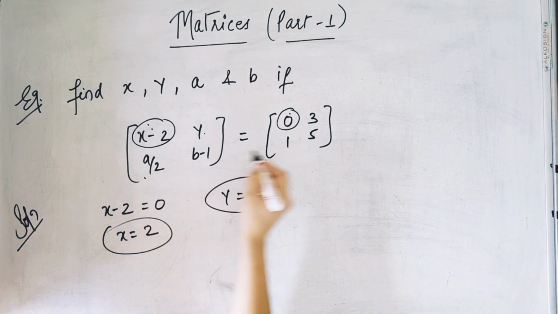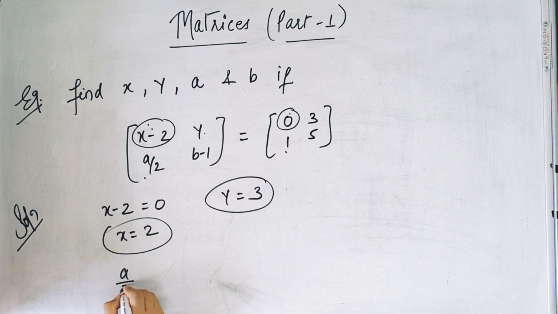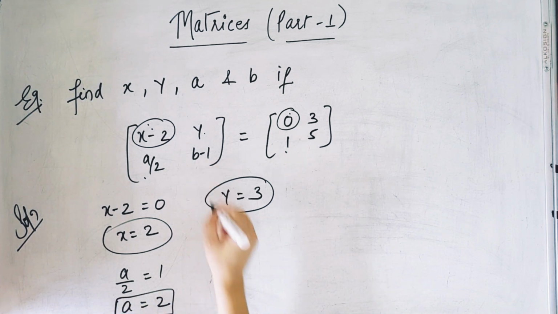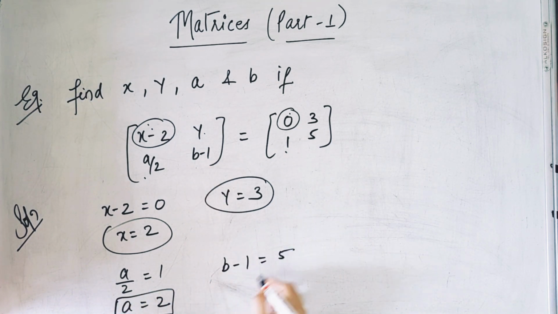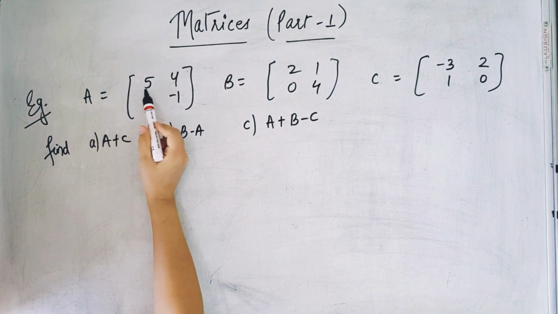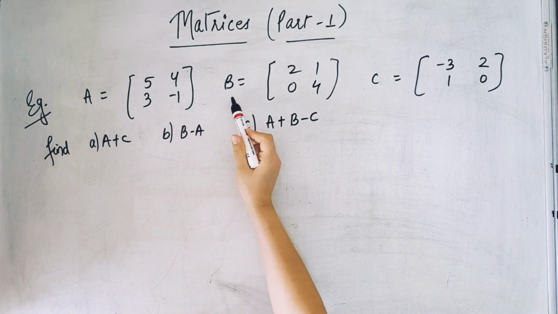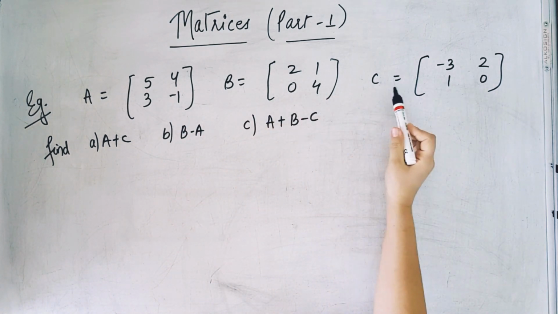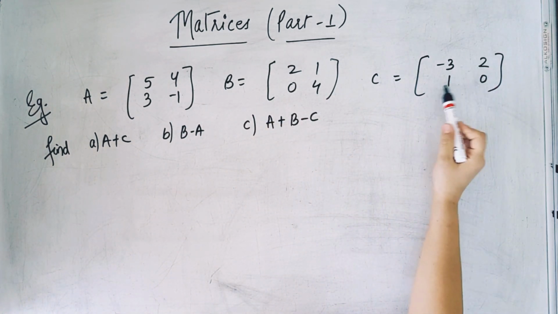Then a by 2 will be equal to 1. A by 2 is 1, so a will be 2. And b minus 1 will be equal to 5, so b will be 6. So A matrix is 5 4 3 minus 1, B matrix is 2 1 0 4 and C matrix is minus 3 2 1 0.